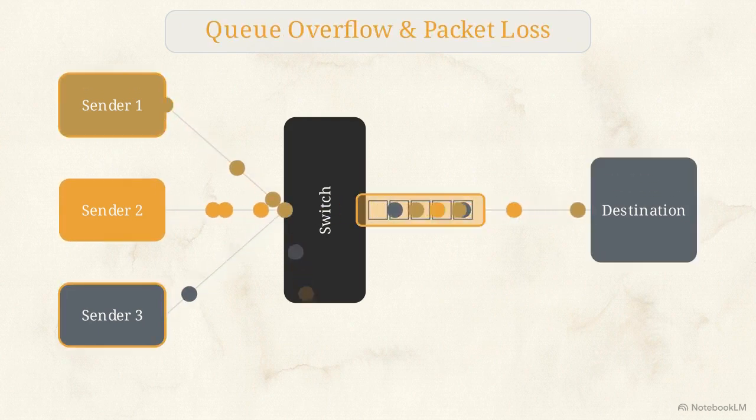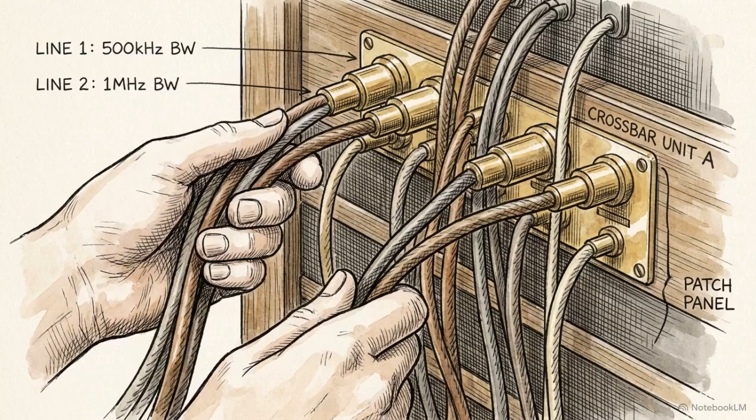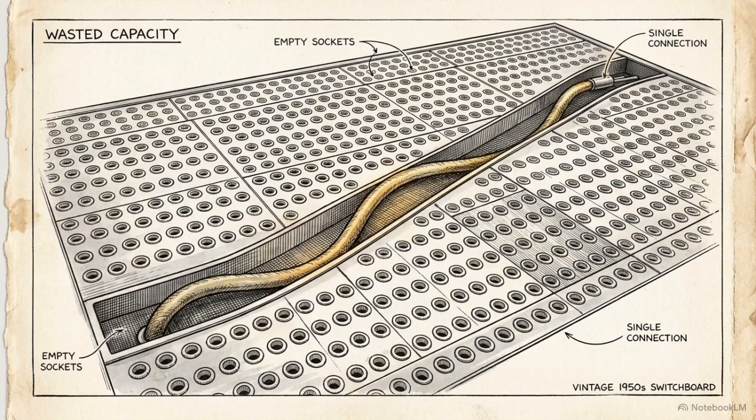When that queue overflows, packets are dropped. TCP flow control kicks in, forcing the sender to throttle its rate and retransmit the missing data. The underlying hardware is perfectly healthy, but the network suffers massive latency spikes. Legacy circuit switch telephone networks avoided this by allocating a static, dedicated bandwidth reservation for every call, guaranteeing a bounded delay at the cost of vast inefficiencies.